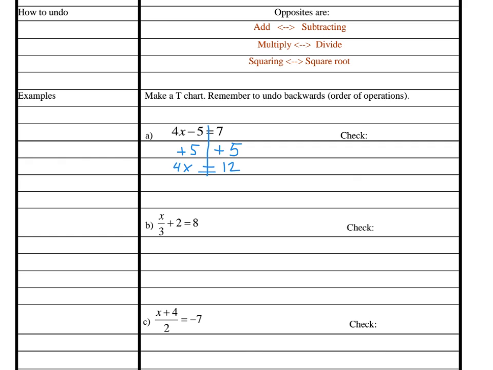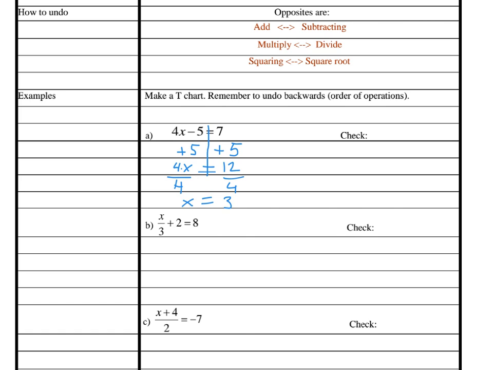4x is really 4 times x, so to undo multiplication, I divide by 4 on both sides. And then 4 divided by 4 is 1, so I'm left with 1x, or just x. 12 divided by 4 is 3. Then we need to check our answer.